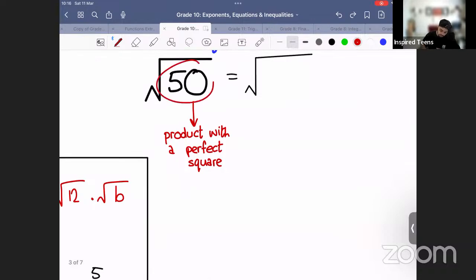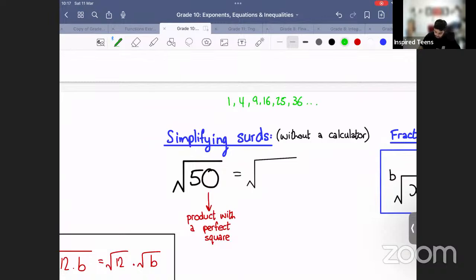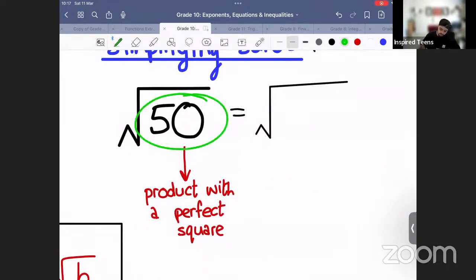Okay, we need to break down 50, write it as a multiplication with a perfect square. Now, what are our perfect squares? Remember, our perfect squares are 1, because 1 times 1, 2 times 2, 3 times 3, 4 times 4, 5 times 5, 6 times 6, and so on. So if I want to write 50 as a product with a perfect square, one of its factors has to be a perfect square. Can someone tell me, how can I write 50 as a product with a perfect square?